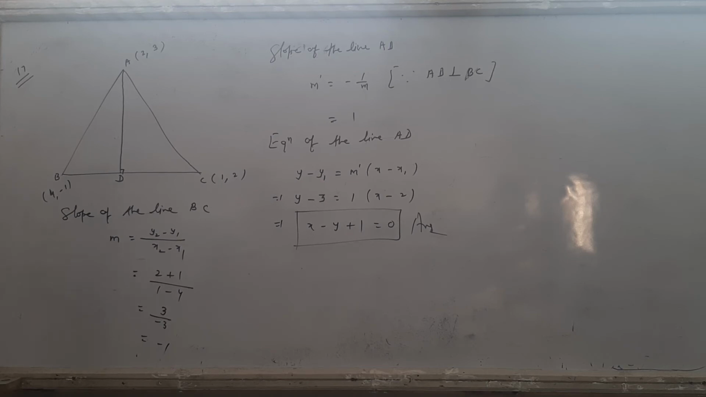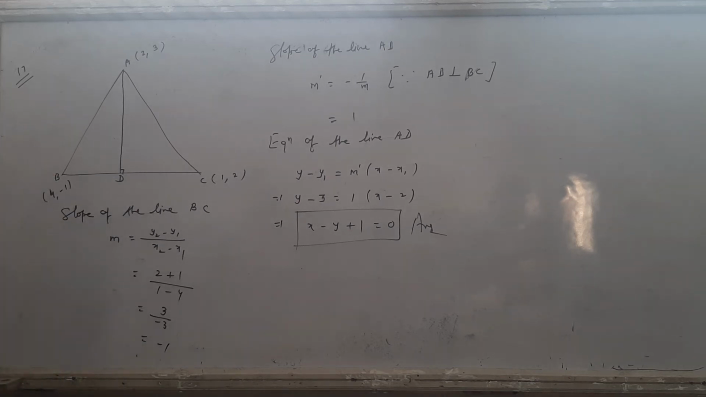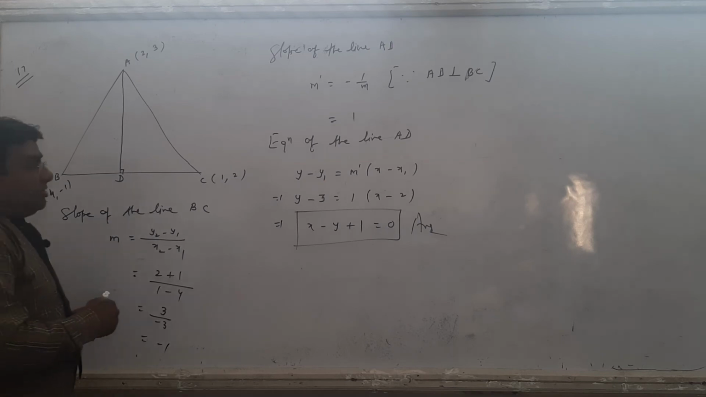I told you a formula, the distance of a point from a line. The formula is D equals |ax1 plus by1 plus c| upon under root a square plus b square. So to apply this formula, first find the equation of side BC.